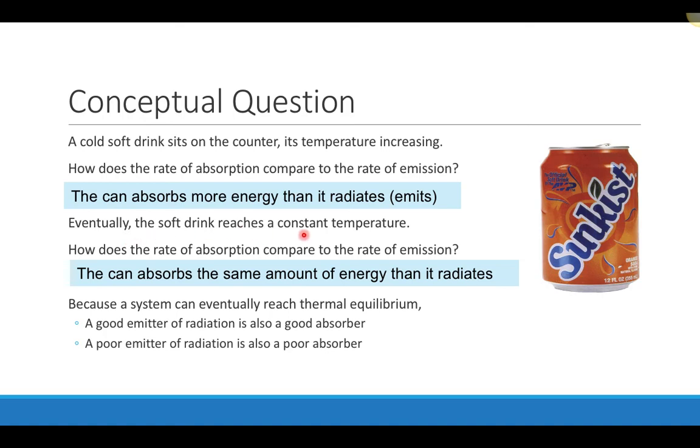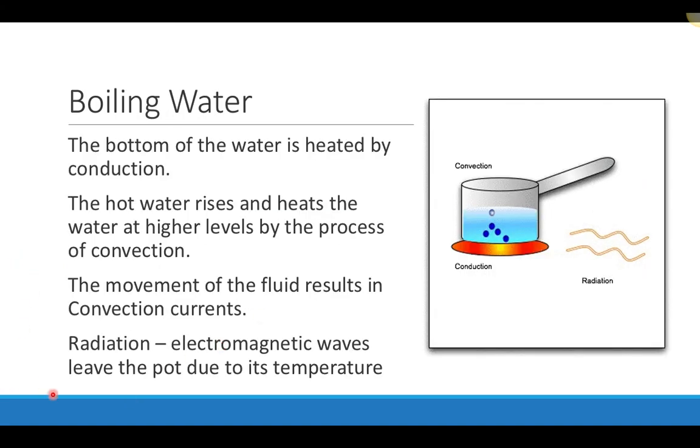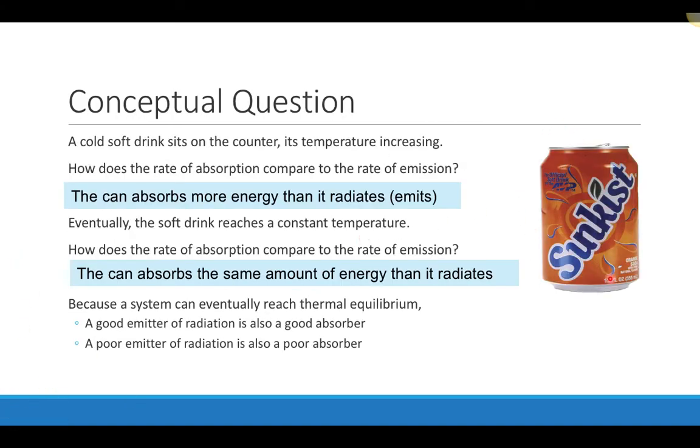Eventually, the soft drink reaches a constant temperature. So it's sitting in the room. Maybe you pulled it out of the refrigerator and it was cold, and then the temperature increased because it was sitting at room temperature. Eventually it reaches a constant temperature. How does the rate of absorption compare to the rate of emission? When it reaches a constant temperature, the can absorbs the same amount of energy that it radiates. So it's not taking in any more than it's giving away.